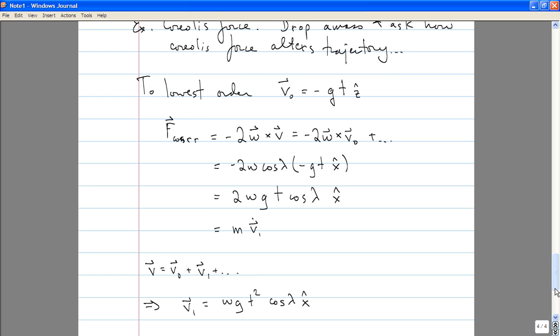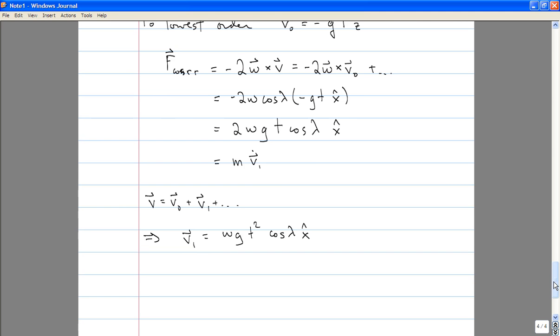Or if we want to look at the displacement of the position of the object, then this leads to a displacement which is equal to 1/3 omega g t cubed cosine lambda x hat. So, of course, there will also be a large displacement in the minus z hat direction, coming from the fact that it's falling in the minus z hat direction.